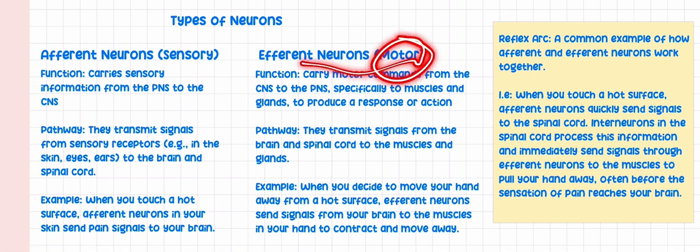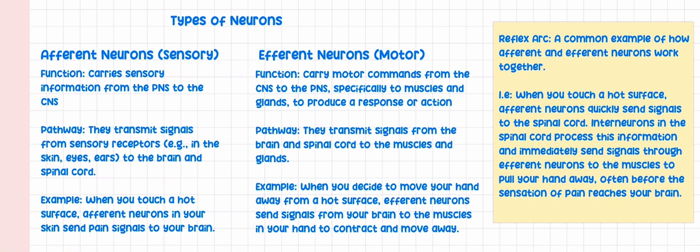Efferent neurons, however, are involved with motor neurons. The function involves carrying motor commands from the CNS to the PNS, specifically to the muscles and the glands, to produce a response or action. The pathway involves transmitting signals from the brain and spinal cord to the muscles and the glands. For example, when you decide to move your hand away from a hot surface, the efferent neurons send signals from your brain to the muscles in your hand to contract and move away.